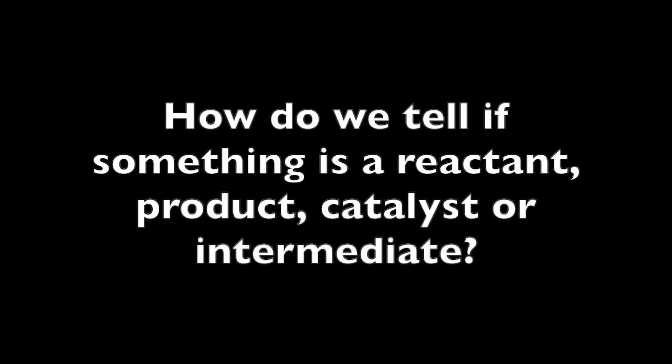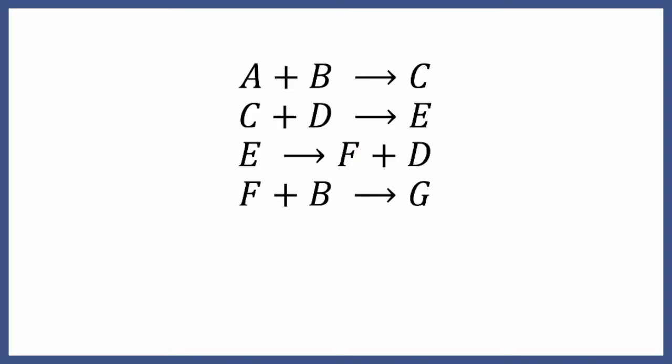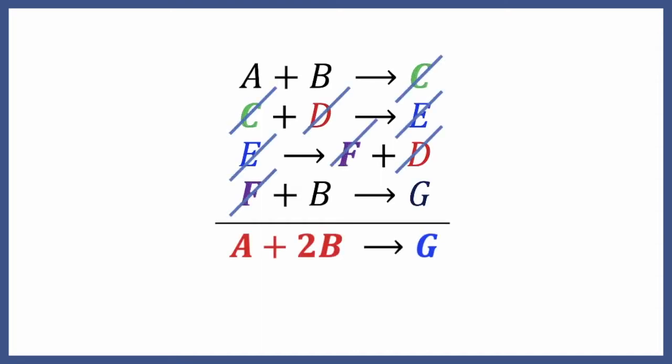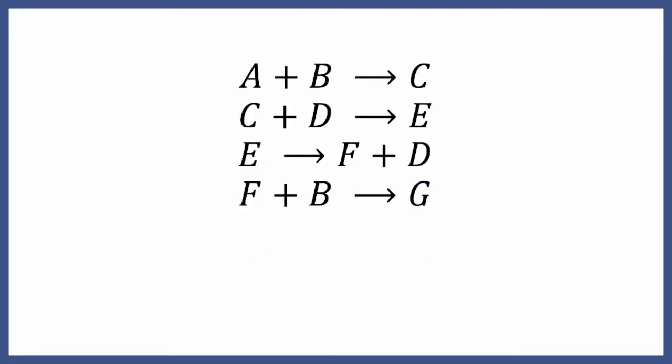So, how do we tell if something's a reactant, product, catalyst, or intermediate? Well, if we're given a set of elementary reactions, we can logic our way through this. Let's take a look at this series of elementary reactions here. We can add these up to get an overall reaction: A plus 2B yields G. And we get this by crossing out common species on the left and right sides of the reaction. But let's take a couple steps back and march through this reaction one piece at a time.